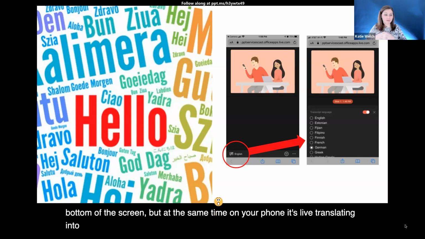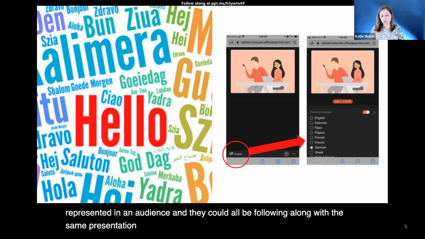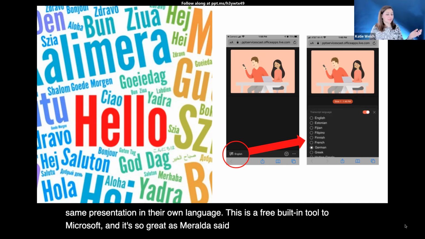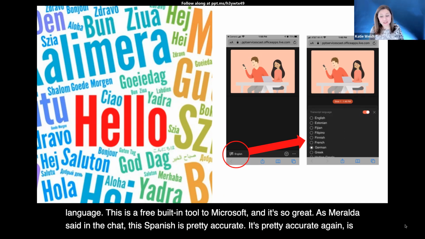And so you could have multiple languages represented in an audience, and they could all be following along with the same presentation in their own language. This is a free built-in tool to Microsoft, and it's so great. As Merelda said in the chat, this Spanish is pretty accurate. It's pretty accurate. Again, is it perfect? Of course not, because it's a machine.